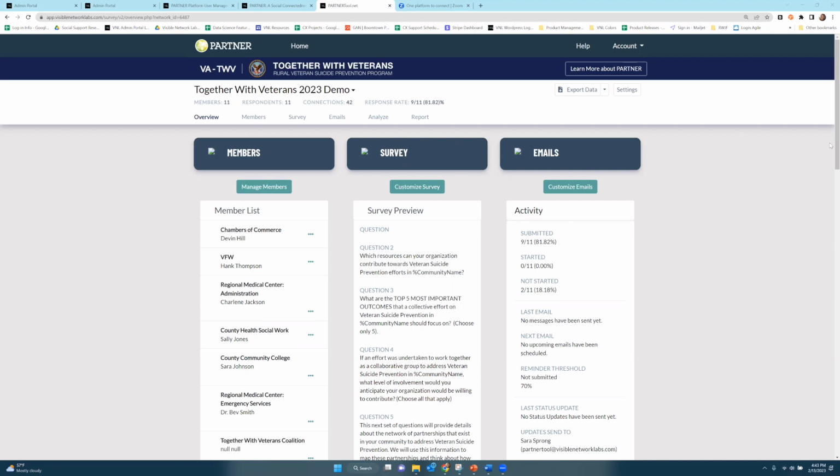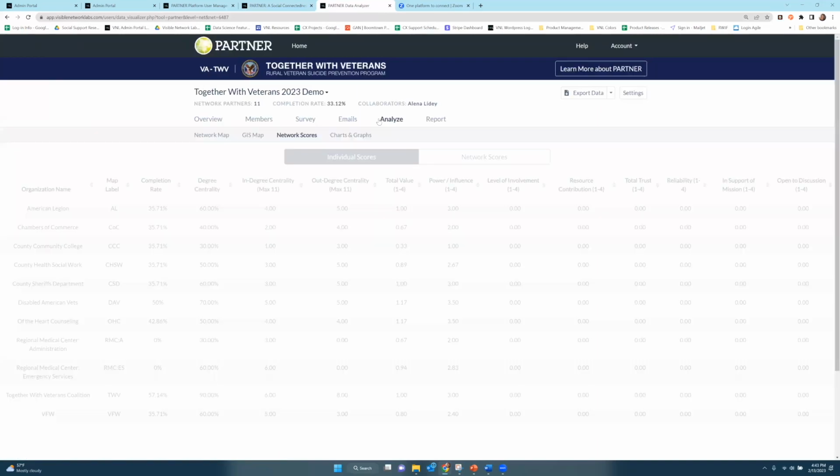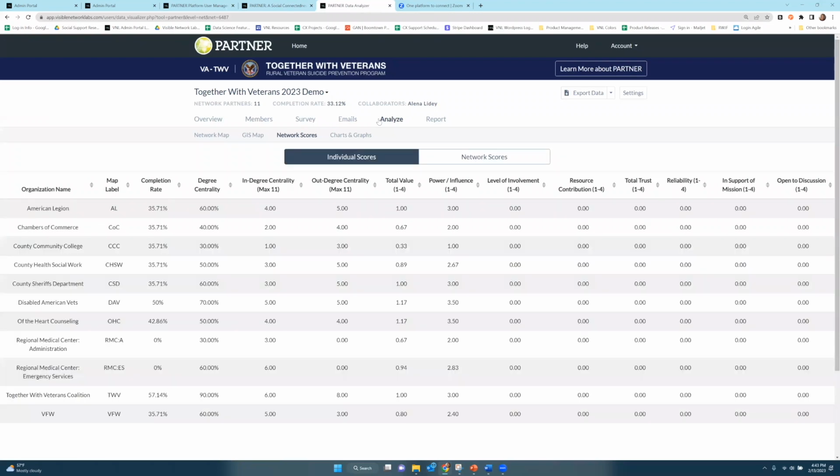When you log into your platform, you can go to the Analyze area, and in this section of the platform, you'll be able to look at specific partnerships around veteran suicide prevention. You'll be able to look at key players, how different work groups work together, how you can leverage resources, and look for opportunities to improve that coordination. You have a few selections of what you can do with your data when you get into this section.